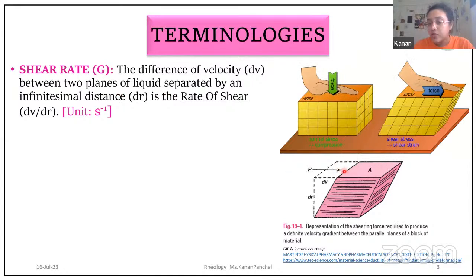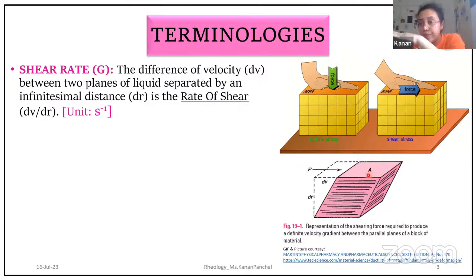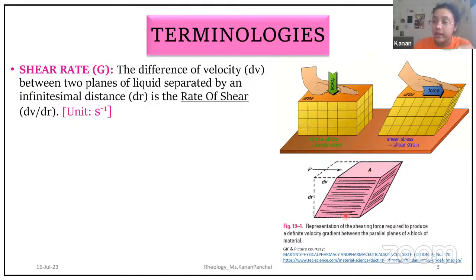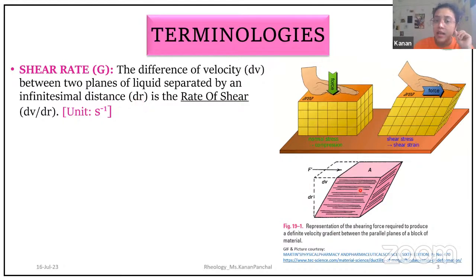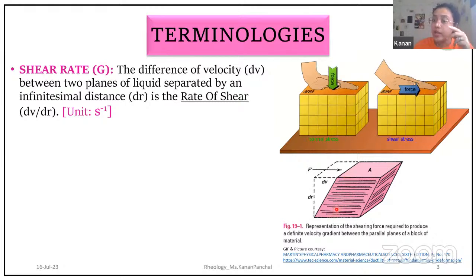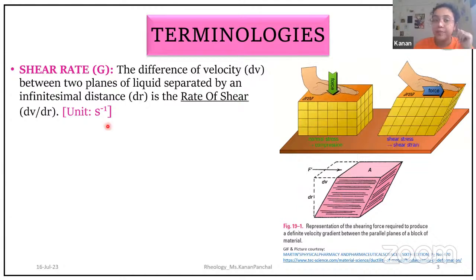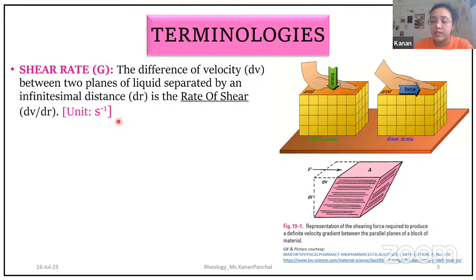Now when you're applying shear stress here, ऊपर के जो layers हैं वो faster flow होंगे या move होंगे, वो faster move होंगे compared to the lower layers, correct? So the difference in their velocities, which is separated by a distance of r or dr, an infinitesimal distance, that is called shear rate. Velocity का difference between two layers which is separated by some distance, that is called shear rate. And its units will be second inverse, time inverse.